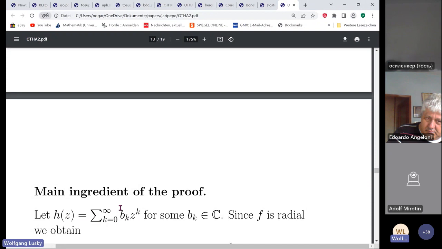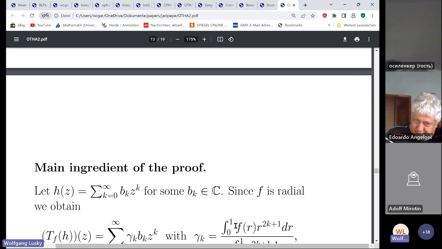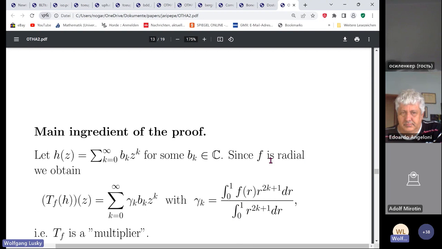So now it's very easy to see, using this explicit representation of the reproducing kernel, that we get T sub f of h applied to z. This is this Taylor series here, where we just have to plug in certain coefficients. And the coefficients look like this. We consider the two k plus first moments.